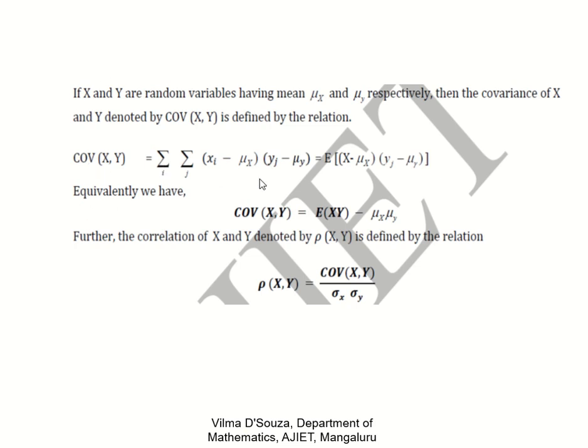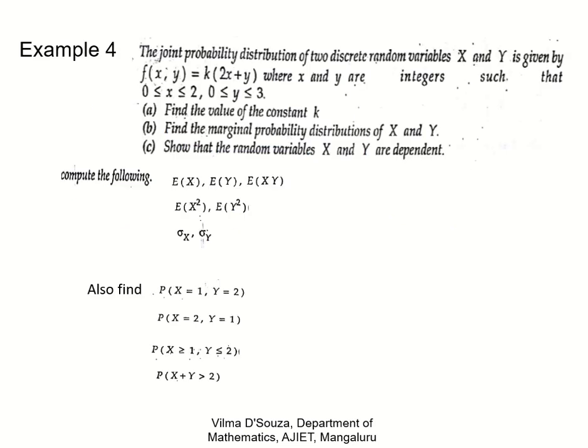And what is the covariance? Covariance of x comma y is equal to expectation of xy minus expectation of x into expectation of y. Correlation is given by rho of x comma y equal to covariance of x comma y divided by sigma x sigma y, where sigma is the standard deviation. So let us continue with the problems.